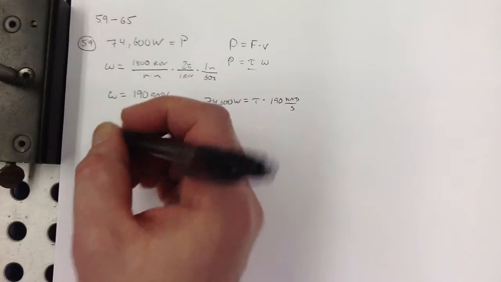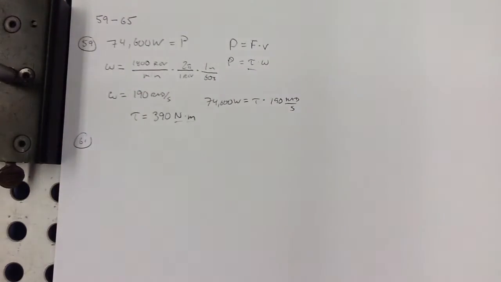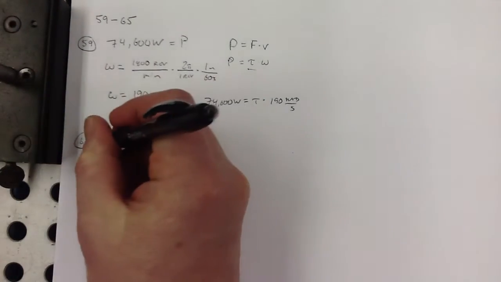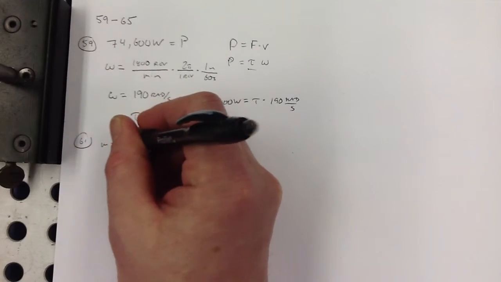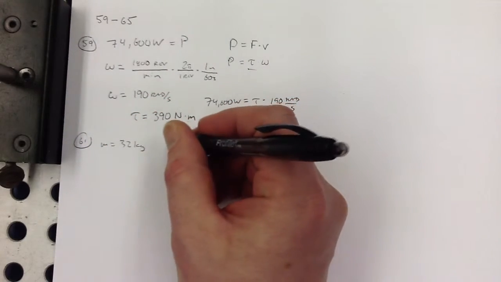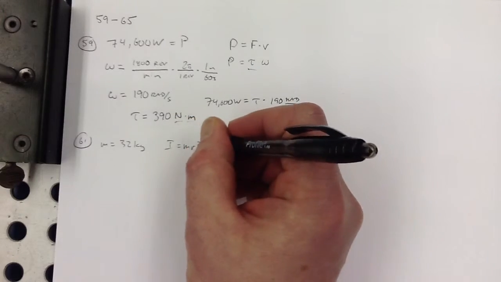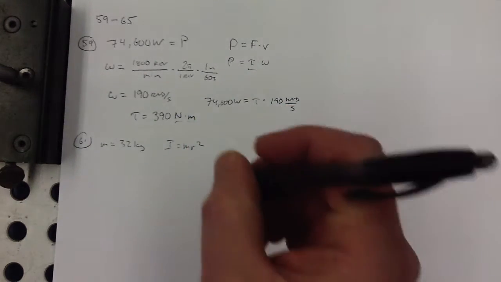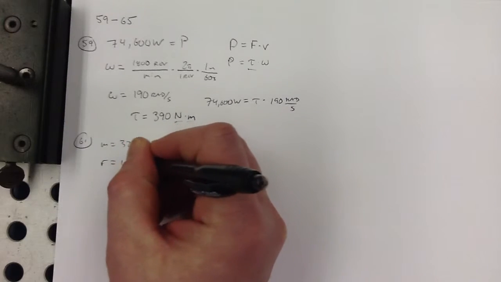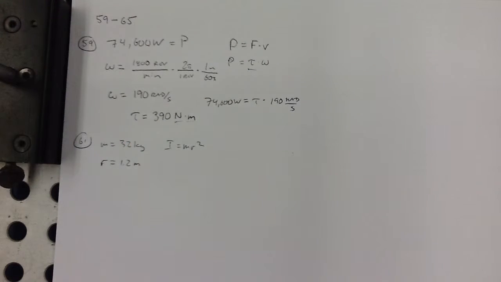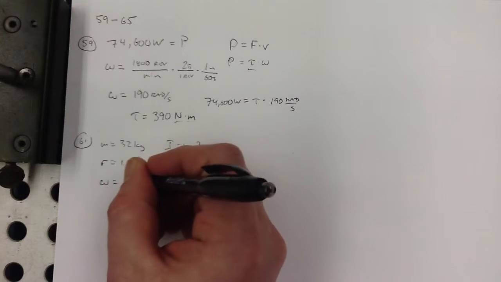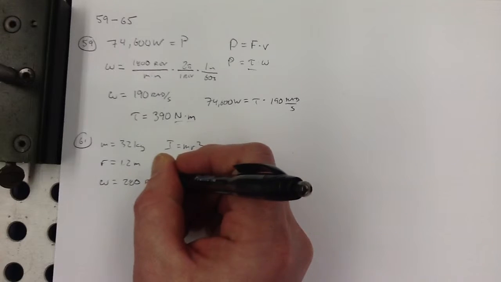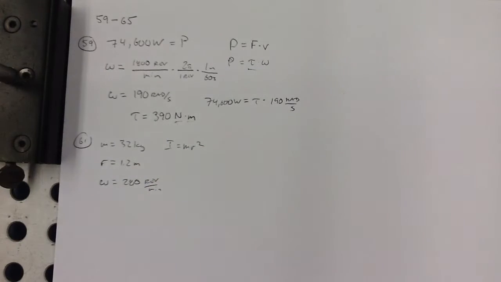Number 61. We have a 32 kilogram wheel, which is essentially a hoop. That means its moment of inertia is just mr squared, with a radius of 1.2 meters. It's rotating at 280 revolutions per minute. It must be brought to a stop in 15 seconds. How much work must be done to stop it? And what's the required average power?